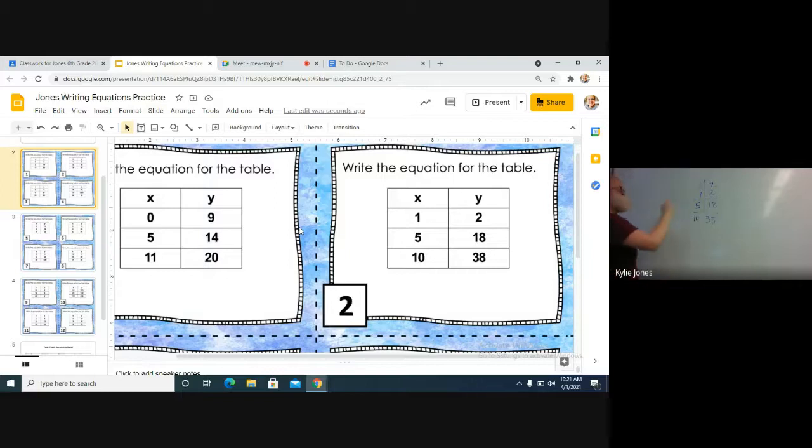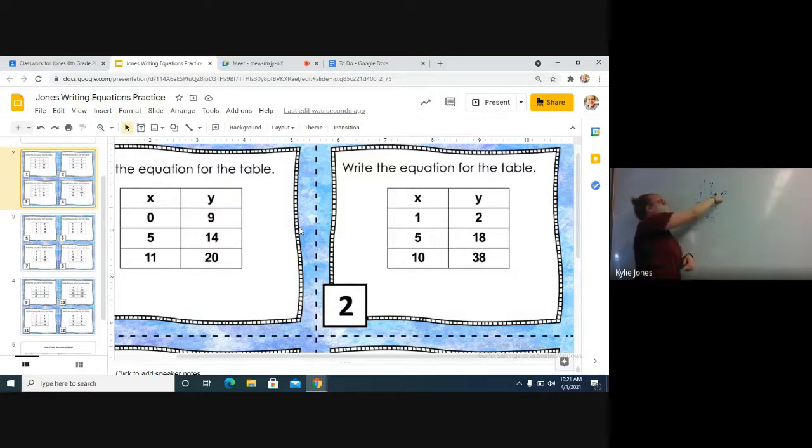How can we go from 1 to 2? What should we do? We could add 1. Add 1 or multiply by 2. Good, Charlie. So those are 2 things we could do. Let's see if adding 1 works for this. Does 5 plus 1 equal 18? No. Does 10 plus 1 equal 38? No. So it can't be adding 1. That doesn't work for us, right?